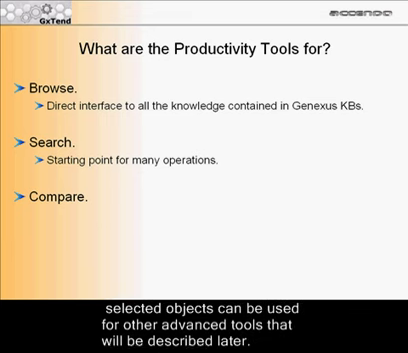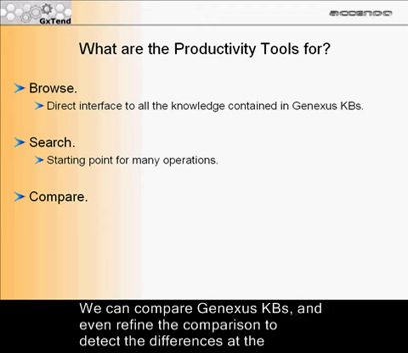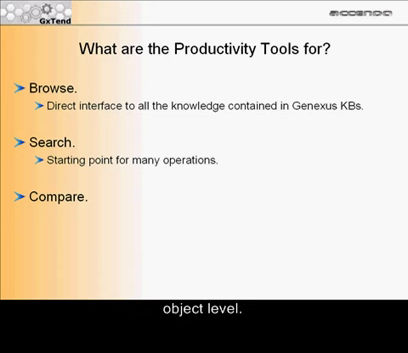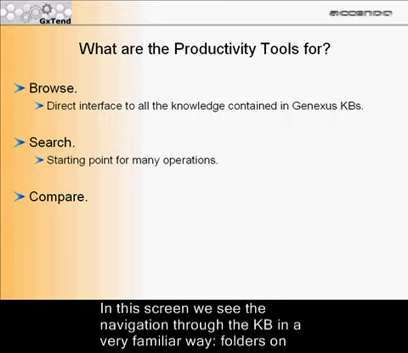The outcome of a search can be used as a starting point for many other operations. For instance, selected objects can be used for other advanced tools that will be described later. We can compare GNexus KBs and even refine the comparison to detect the differences at the object level.